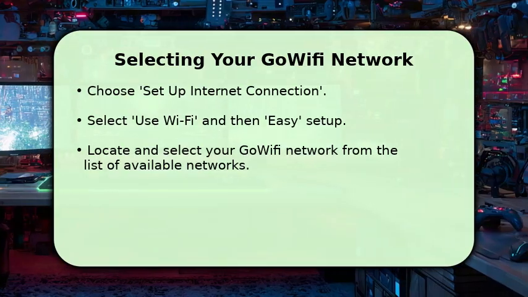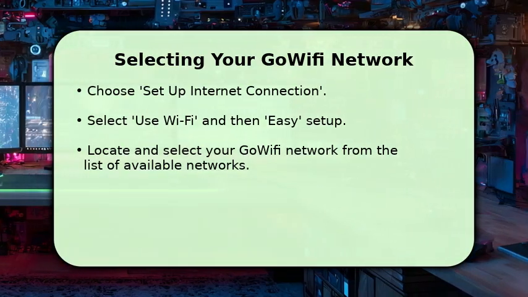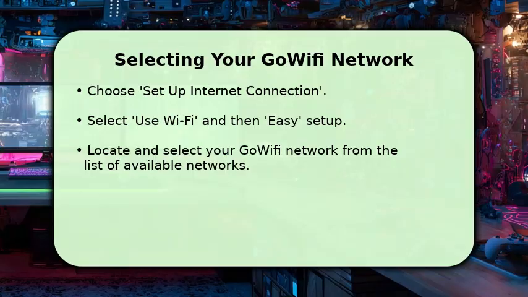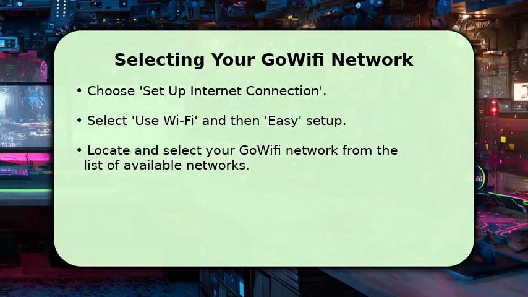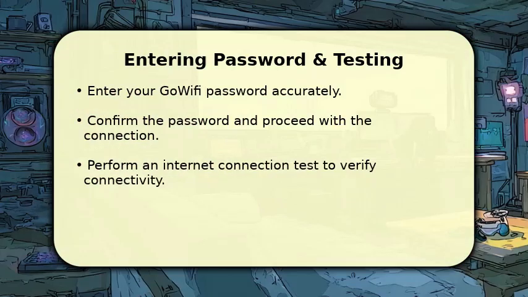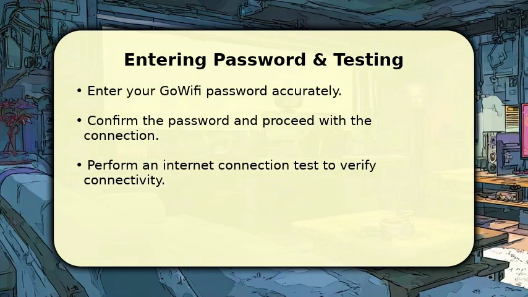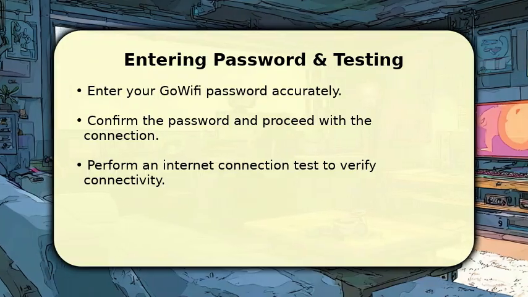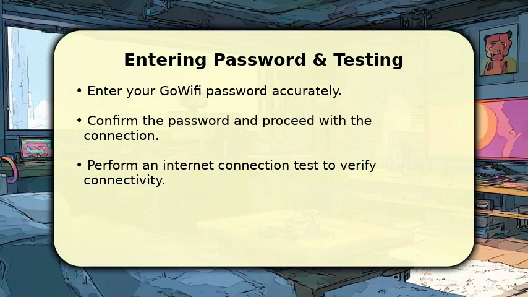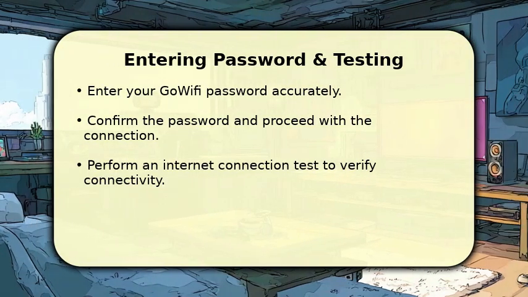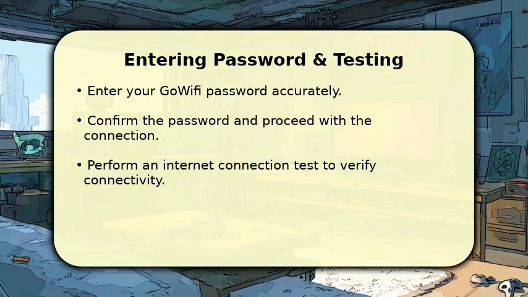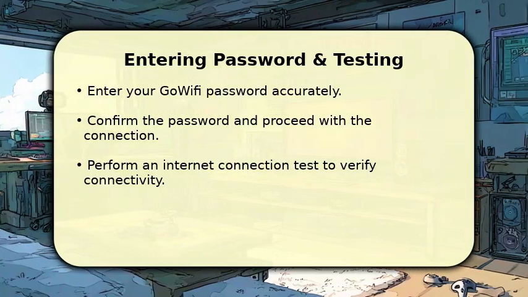Your PlayStation 5 will now scan for available wireless networks. Look for your specific GoWiFi network name in the list and select it. After selecting your GoWiFi network, you will be prompted to enter your Wi-Fi password, also known as the security key. Carefully type in your password, paying close attention to capitalization and any special characters. Once entered, confirm the password and proceed.